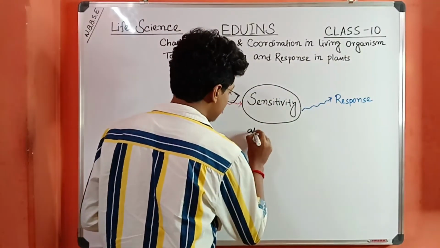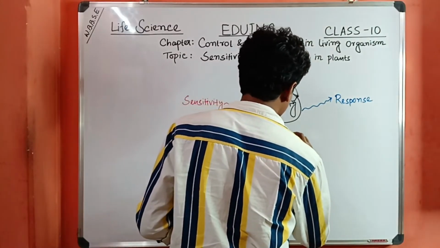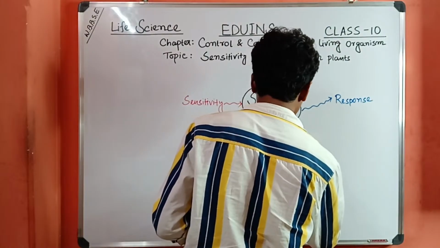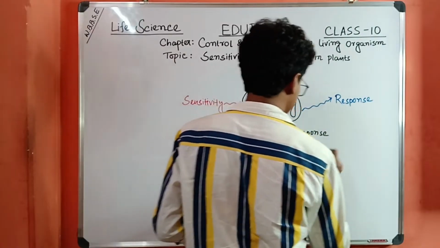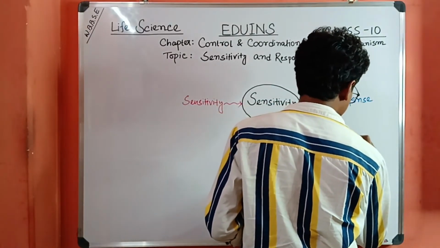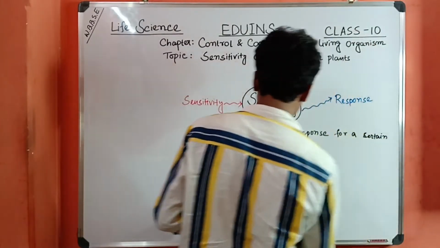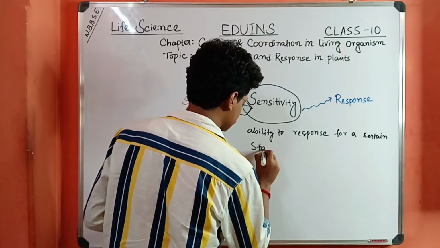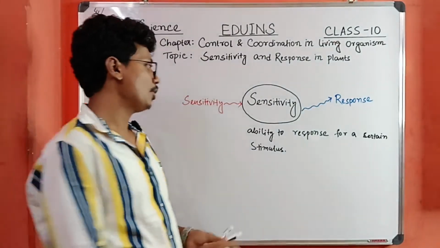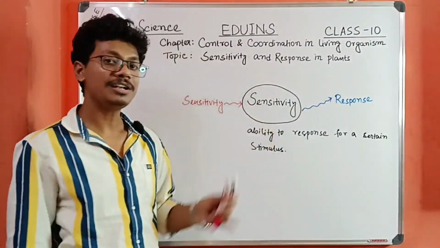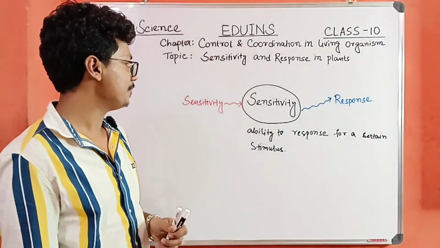Sensitivity is the ability to respond to a certain stimulus. Okay, the ability to respond to a certain stimulus. This is called sensitivity. So how can plants show their sensitivity?